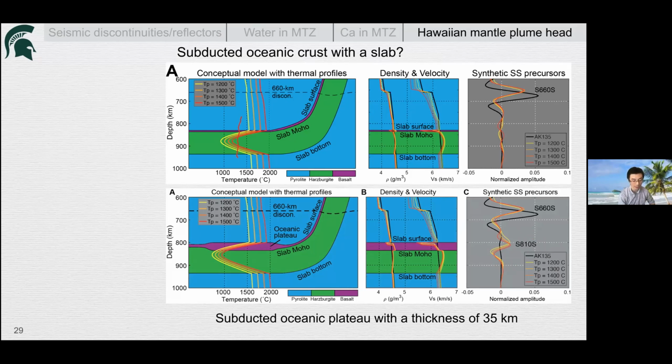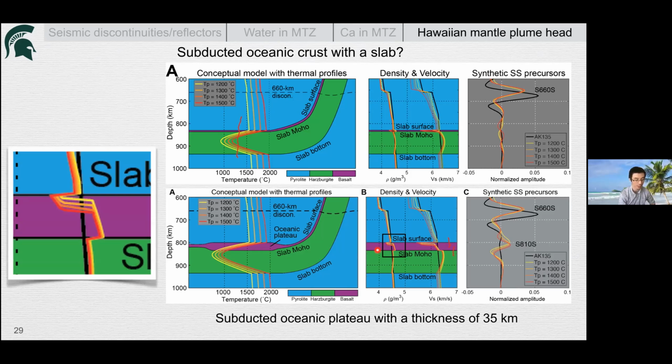I want to say this signal comes not only from the garnet transition, but also the transition from mantle to crust and crust to slab mantle. So all of these together can contribute to this seismic signal of the 510 reflector. What's more interesting is that if I zoom in on this part, this is the density profile, you might find that the density profile of our slab actually crosses the reference density profile.